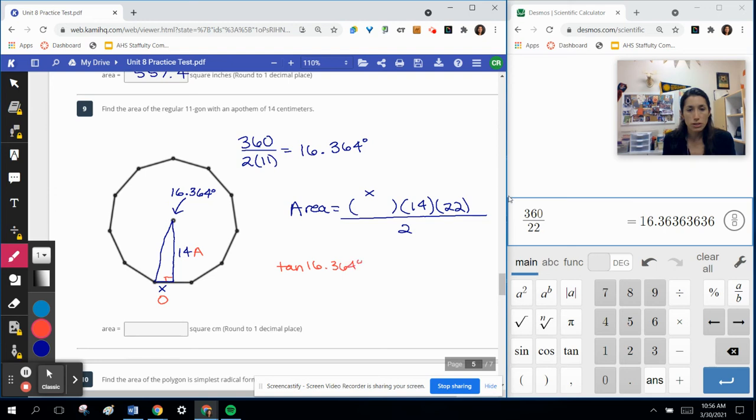So our ratio is going to be the tangent of 16.364 degrees is equal to opposite over adjacent. Now, if we did a cross product, x would equal 14 multiplied by tan 16.364. So let's get an approximation for x.